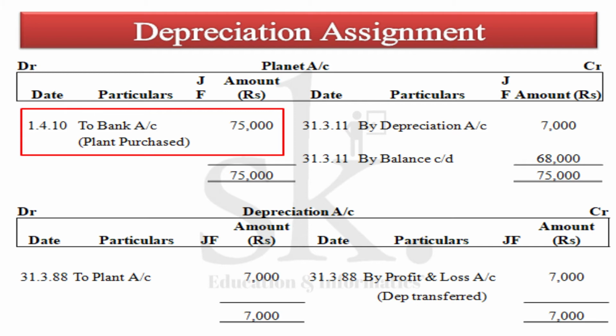As stated, on 1st of April 2010, B. Banerjee has purchased a plant costing rupees 75,000. So the journal entry will be plant account debit to bank account. So in the plant ledger account, we have posted "to bank account" on the debit side of the plant account with the amount of rupees 75,000.